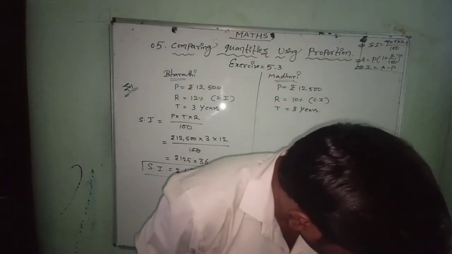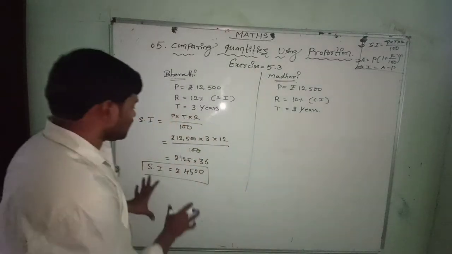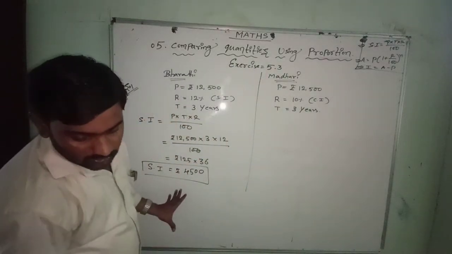Okay, the question asks who pays the more interest? So who pays the more interest, and by how much? Since it says only interest, she pays only 4,500.